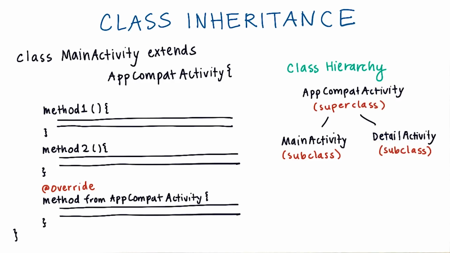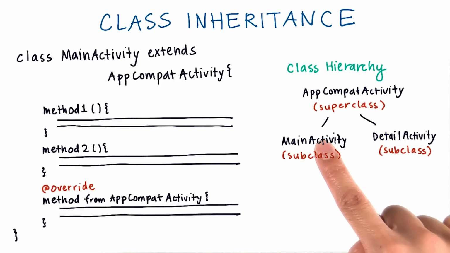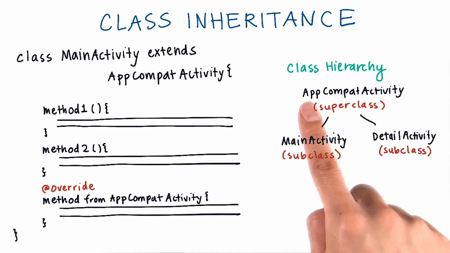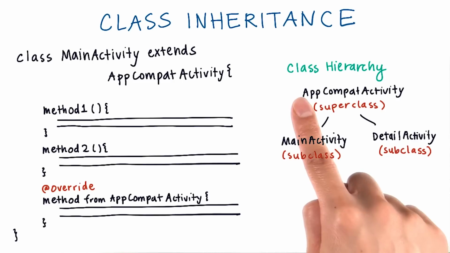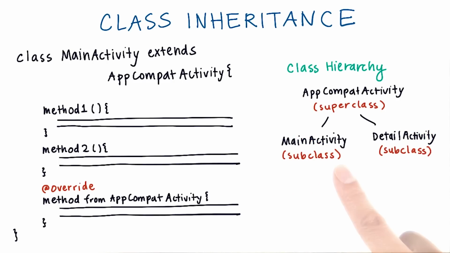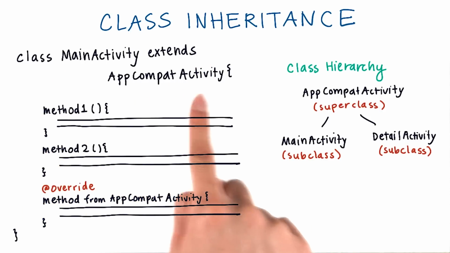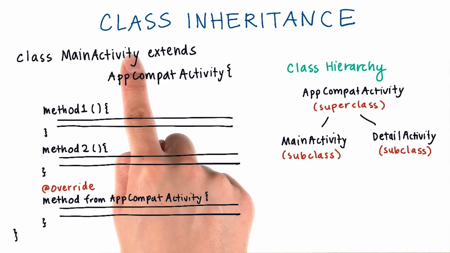Because a view hierarchy diagram shows a tree of views that are shown on a screen. The class hierarchy diagram shows the relationship between different Java classes. We have AppCompat activity as a superclass. Since main activity extends from AppCompat activity, then this is known as the subclass. So whenever you see this class definition, whatever you extend is known as the superclass. This would be the subclass.